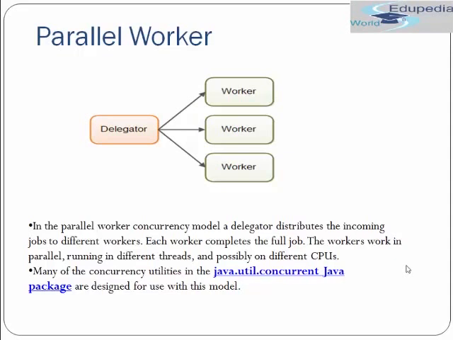Many of the concurrency utilities in the java.util.concurrent Java package are designed to be used with this model. I hope you are getting what this model is trying to say. It basically distributes the incoming job to different workers and each worker completes their job. Each worker is assigned a different job and they complete it. So this is what parallel worker says.